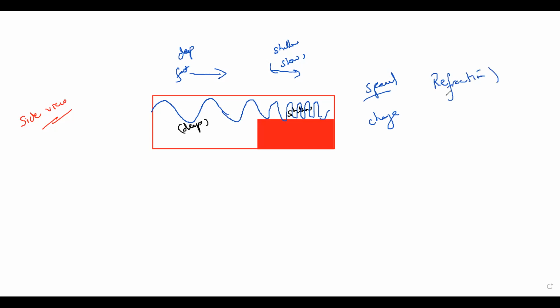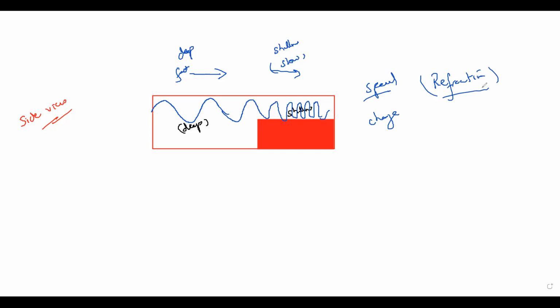So refraction means the property of a wave to change the speed when it travels from one medium to another, or one place to another. If the speed of the wave changes, we call that as refraction. And this is a very common observation.